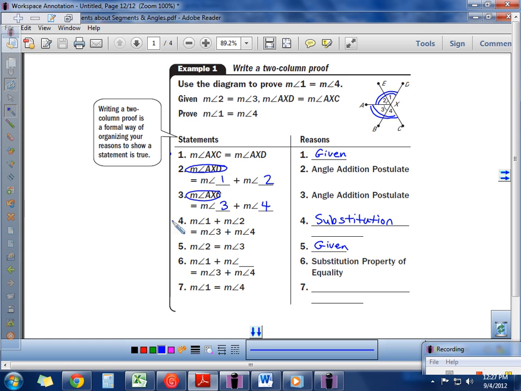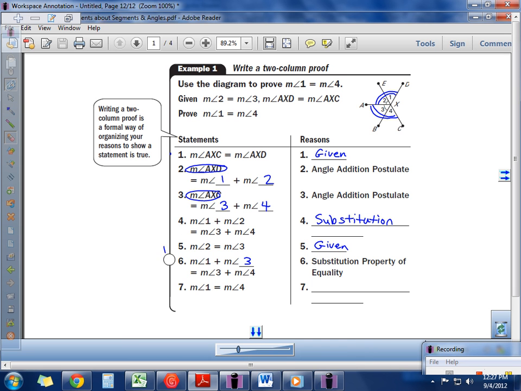It looks really similar to step 4, but what changes? They want something to change. What do you think they want to change? Yeah, everywhere you see angle 2, you're going to replace it with angle 3. Oh, there's an angle 2. I'm going to replace it with angle 3. So they used the given to replace. They substituted, and that's exactly the reason they gave.